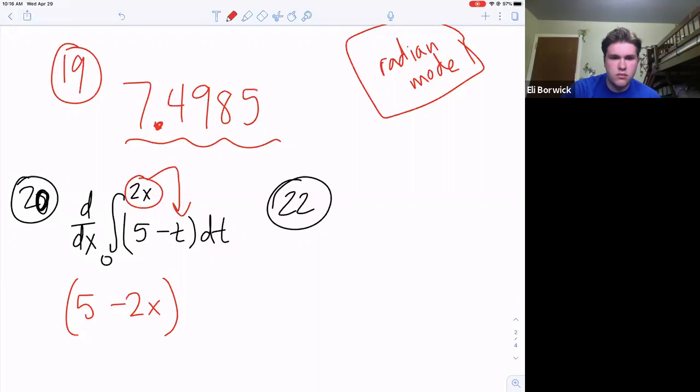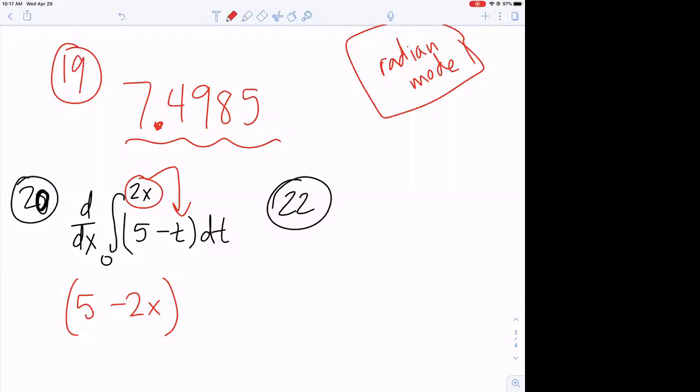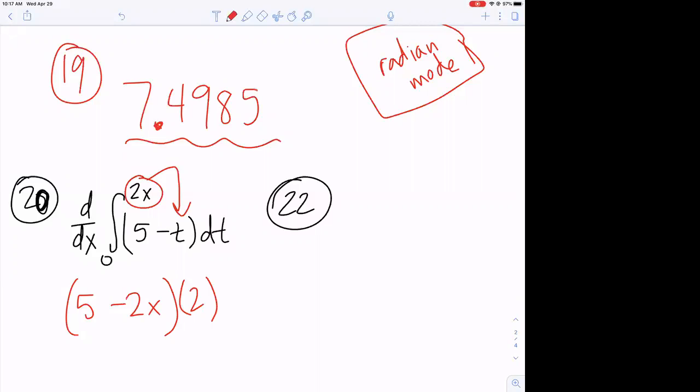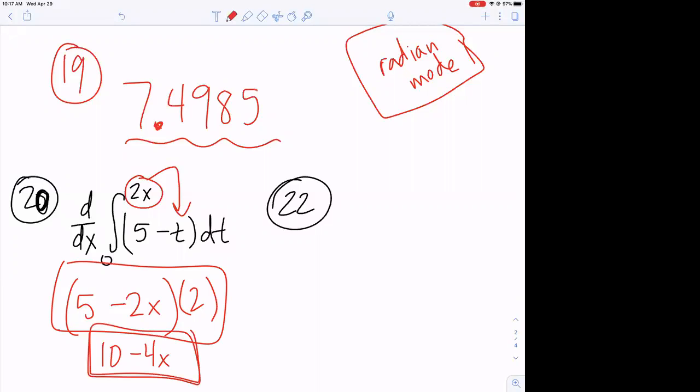2. What's the derivative of 2x? 2. Yeah, you got to attach that. So your final answer is this, or if you want to distribute, then you'd get 10 minus 4x. So that is something that really usually throws people, is they have to remember to attach.